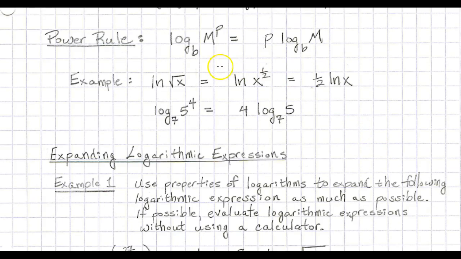The last rule is called the power rule. If I have log base b of m to the power p, then I can bring that power p down in front. So it becomes p times log base b of m. I can use that for something like natural log of the square root of x by recognizing that that's the same thing as natural log of x to the 1/2, which is now a power. I can bring it down in front, so it's 1/2 natural log of x. As another example, log base 7 of 5 to the 4th power: there's a power, bring it down, so it's 4 log base 7 of 5.